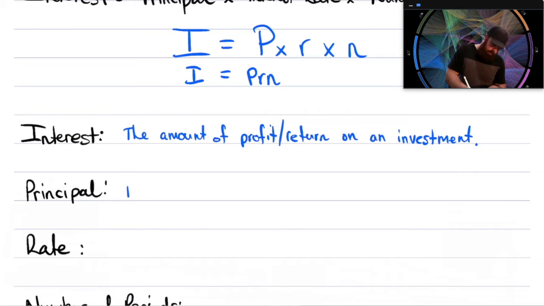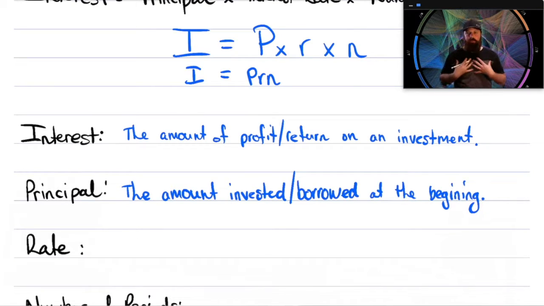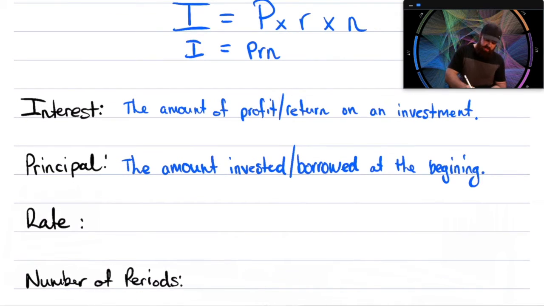Principal. The principal is the amount invested or borrowed at the beginning. So if I wanted to buy a house and I went to the bank and said, I need $500,000 to buy this house, the principal is $500,000. That's the initial amount that was invested or borrowed. Rate, it's the interest rate.